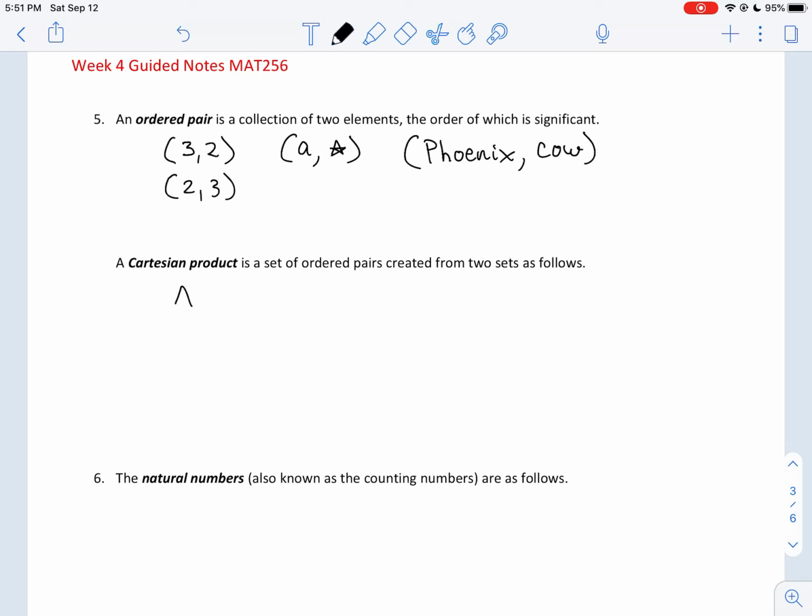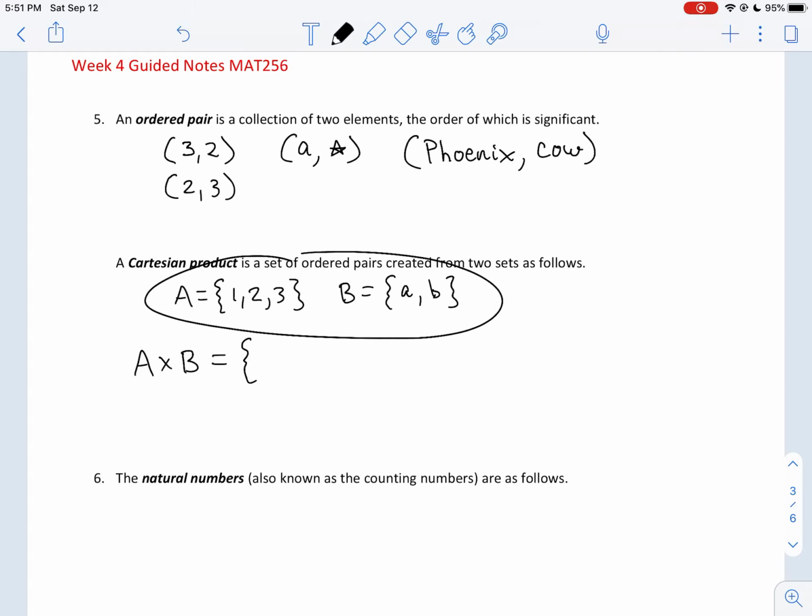A Cartesian product is a set of ordered pairs created from two sets as follows. Okay, so let's say we have two sets. Let's say A is a set of numbers 1 and 2 and 3. And B is a set of letters, just a and b. A cross product, a Cartesian product, is when you do A cross B. And what it does is it makes the following. I'll do set builder notation after. I'm just going to start writing some of the elements of this new set.